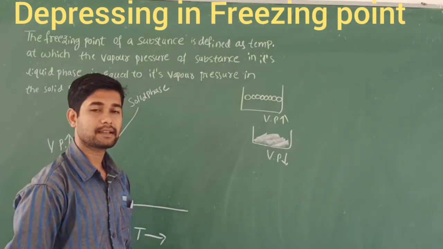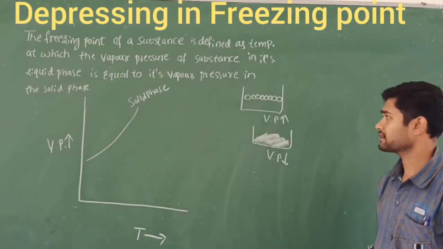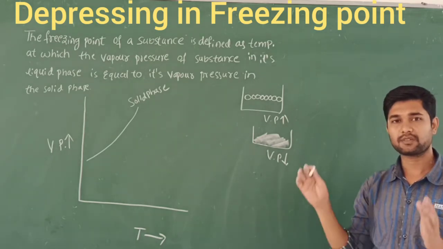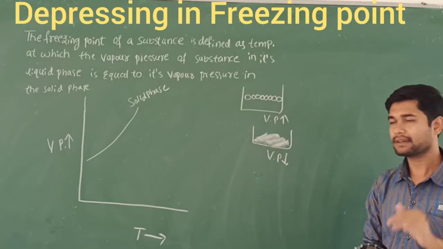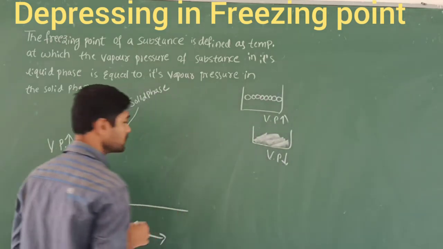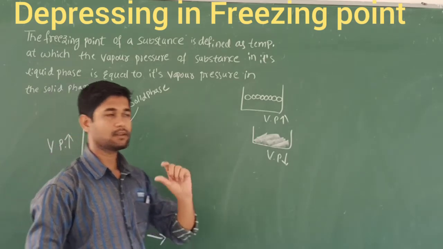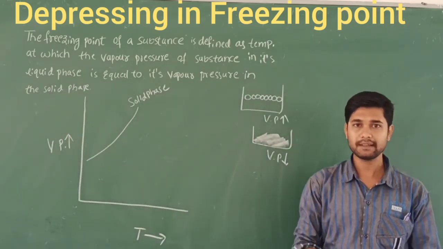Pure solvent, in that case, what happens in the pure solvent? Same in the liquid state also. When temperature goes on decreasing, the vapor pressure automatically decreases, because vapor pressure is directly proportional to temperature. If you raise the temperature, vapor pressure rises. If you decrease the temperature, vapor pressure automatically decreases.